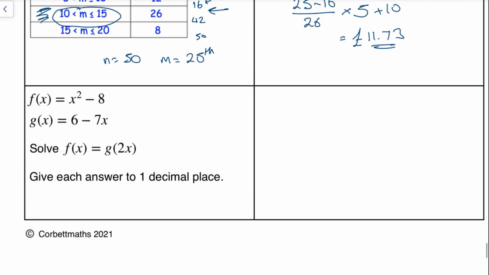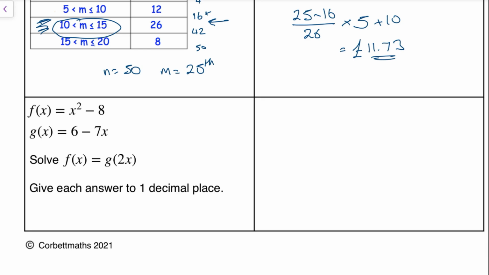Good question. Next and final question today. F of x equals this thing here, g of x equals this thing here. Solve f of x equals g of 2x. Okay. Give each answer to one decimal place. All right, let's do what it says then. So f of x, which is x squared minus 8, is equal to g of 2x, which is 6 minus 7 times 2x, which obviously is 14x.